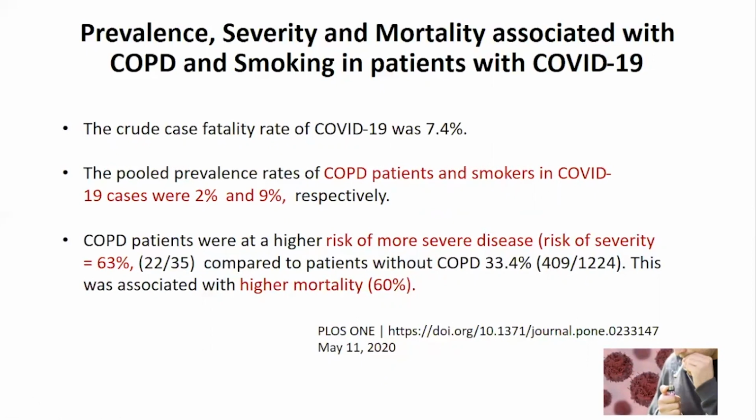However, even if these numbers are small, you can see that once this patient is afflicted with COVID, there is a much higher risk of a severe disease. So that's 63%, and this was associated with a higher mortality rate of around 6%. So even if this data shows that there are fewer COPD patients affected, I think this is due to the fact that these patients are being hidden somewhere. When they are affected, the problems of morbidity, mortality, and complications are much higher.